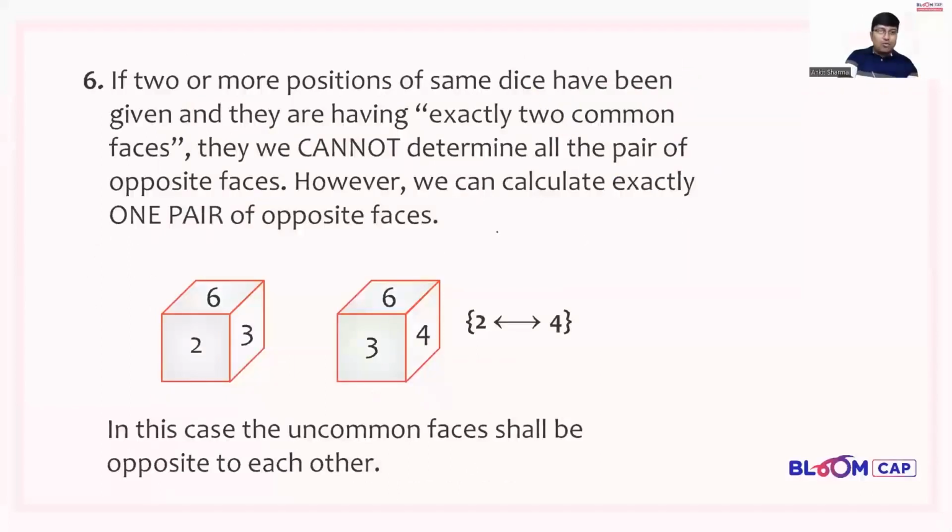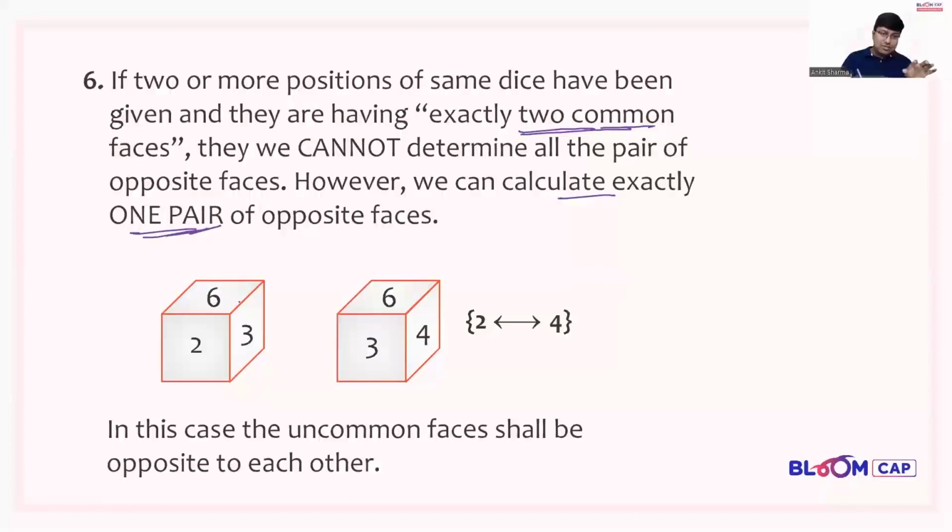If two or more positions of the same cube are given, and they have exactly two common faces, then we cannot determine all the pairs of opposite faces. However, we can determine only one pair of opposite faces.